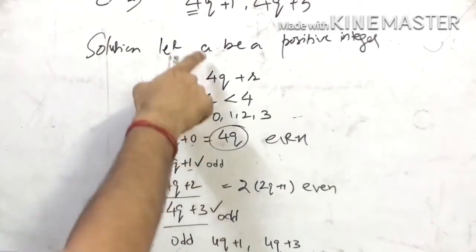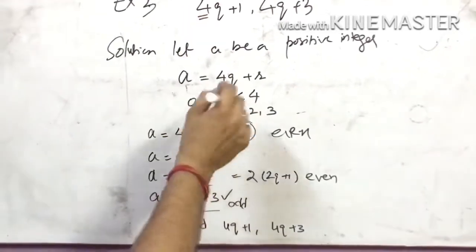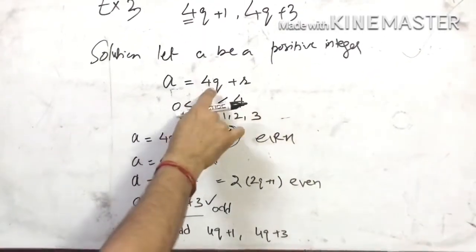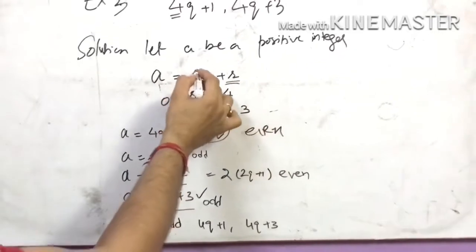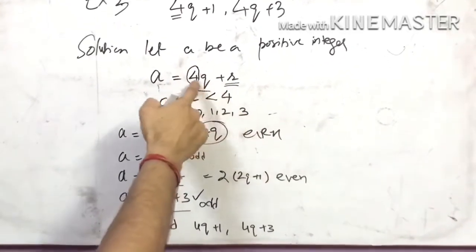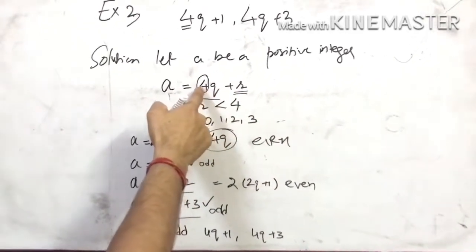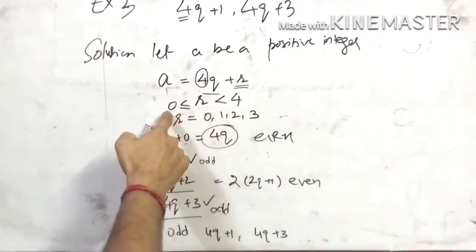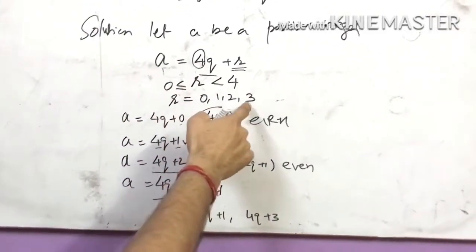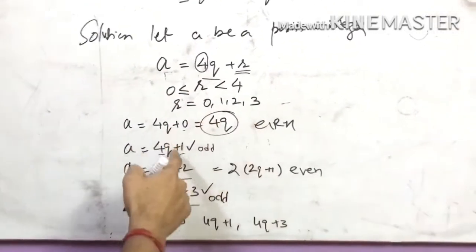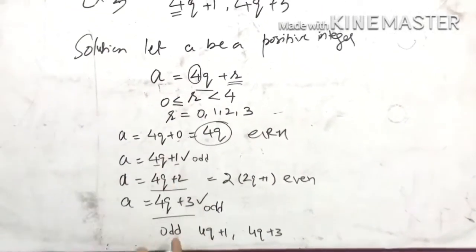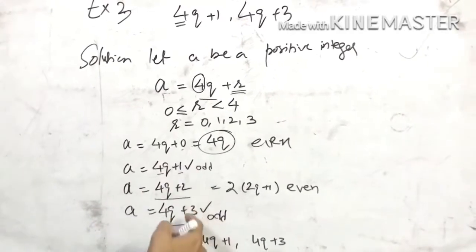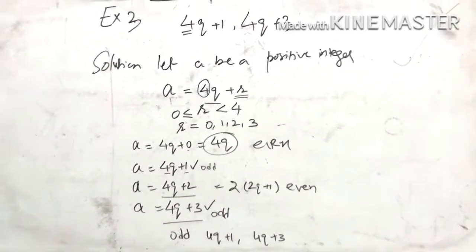So always you take b, the number here, q will be any integer, so you multiply it by the division lemma, and the r value will depend upon this value of b. It is always less than this 4, but starting from 0 you can take all the possible numbers, then put these numbers in place of r and you will get different options. Then you find out which one is odd and which one is even.